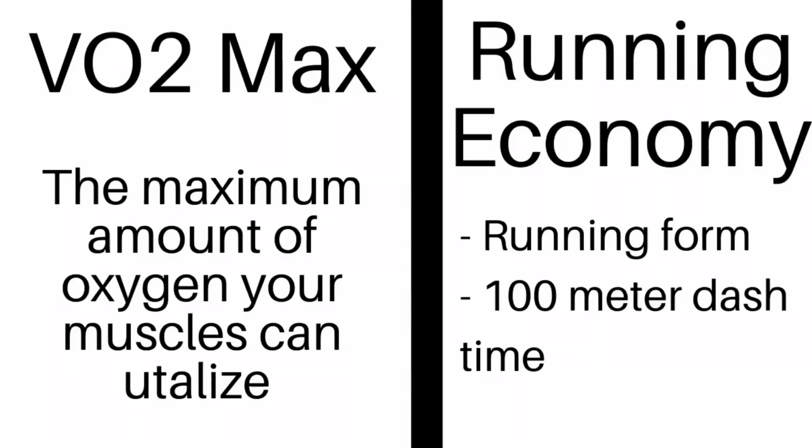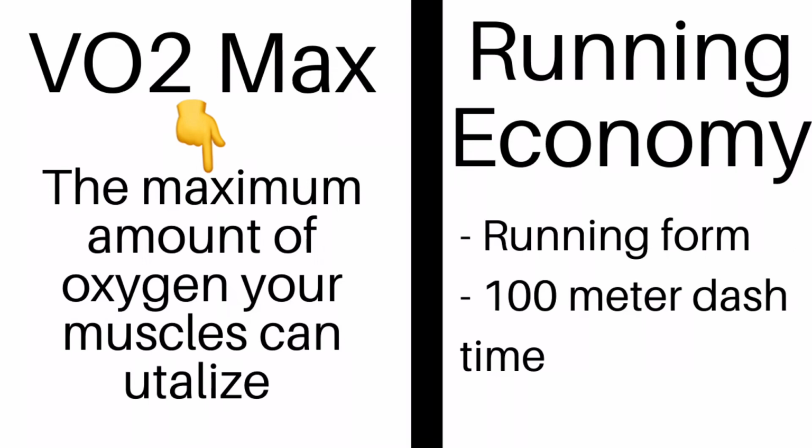This video will be covering a little bit of the science behind distance running and how to find where your weakness is to help you maximize your potential when it comes to distance running. So your VO2 max is the maximum amount of oxygen your body can utilize.